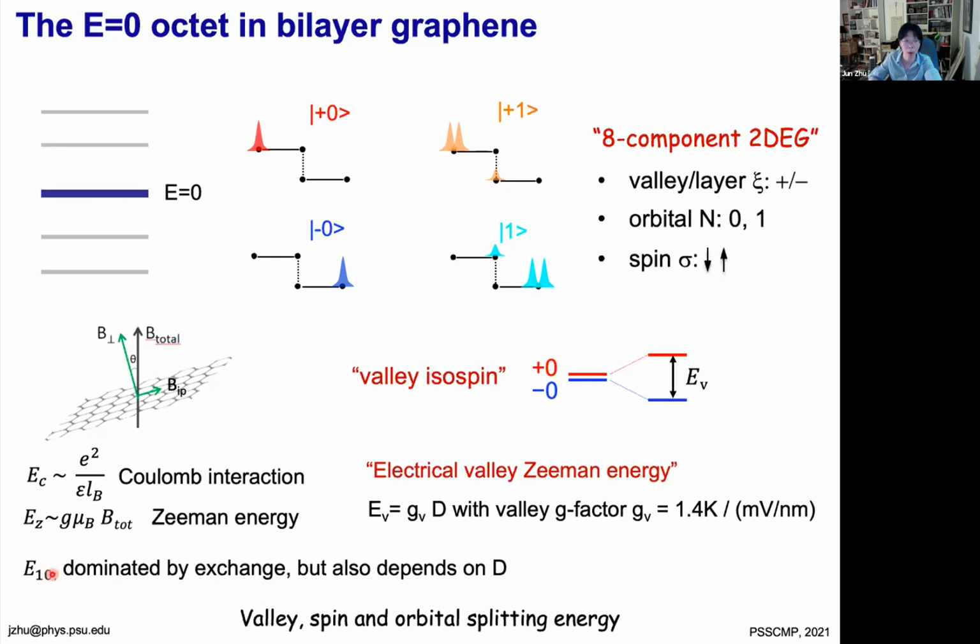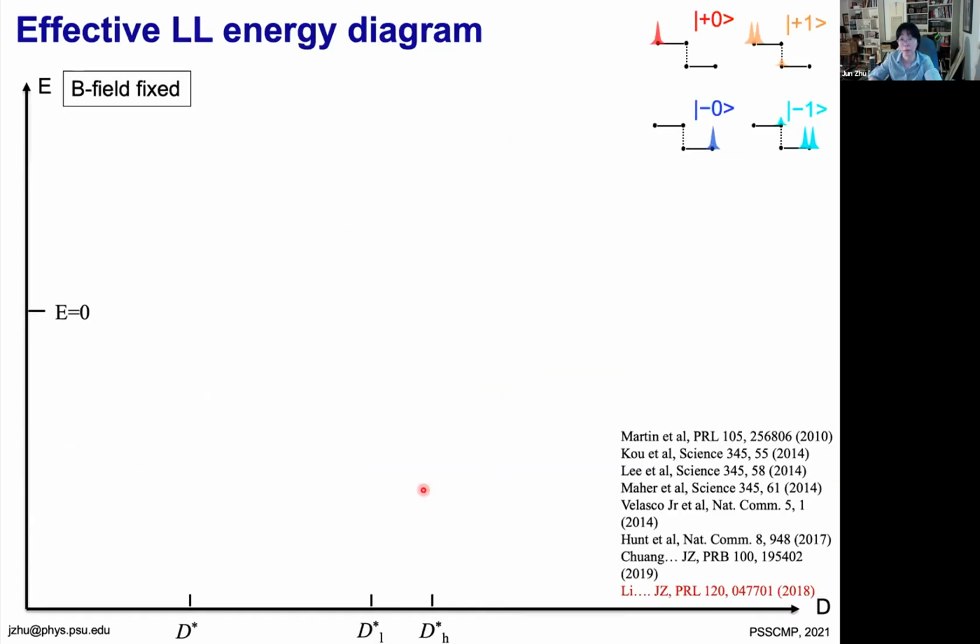It is a small energy scale, unless you're in a very large D field, in which case there are some single particle effects that come in. So E10 is dominated by exchange, but it also depends on the D field we apply. So you can see that we have these 3 energy scales that we can tune, and that generates very different landscapes depending on the order of those energy scales.